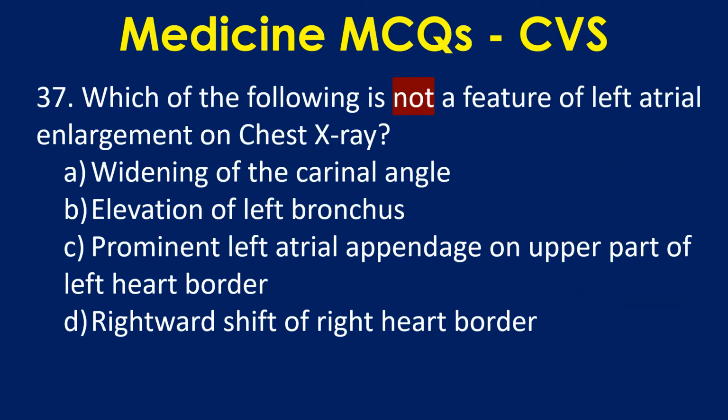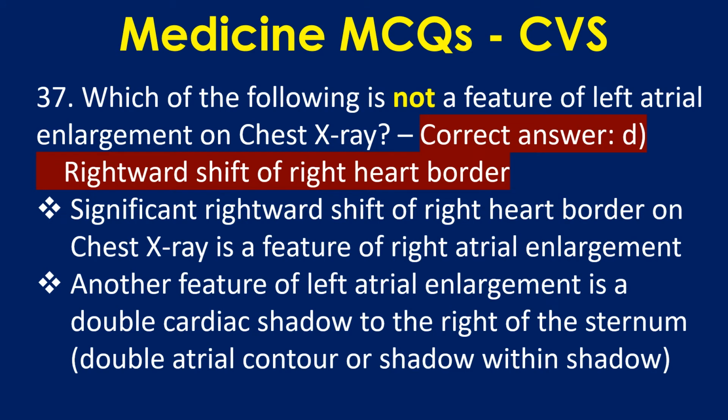Which of the following is not a feature of left atrial enlargement on chest X-ray? A. Widening of the carinal angle. B. Elevation of left bronchus. C. Prominent left atrial appendage on upper part of left heart border. D. Rightward shift of right heart border. Correct answer D. Rightward shift of right heart border.